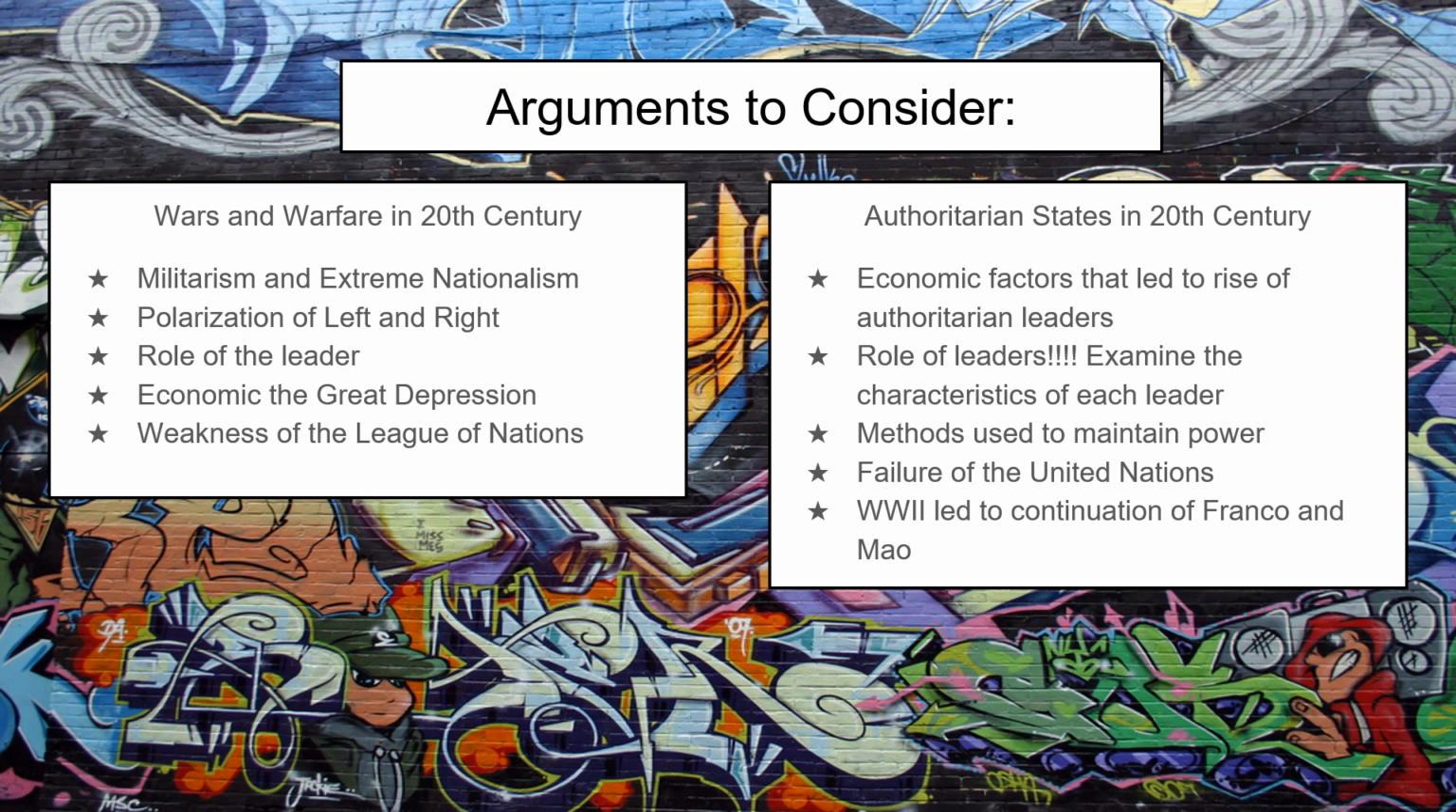So a lot of our arguments are the same that we're going to see in paper one. For wars and warfare in the 20th century, you want to look at militarism and extreme nationalism that not only are going to lead to World War I, but continue through the 1920s, lead right into the rise of fascism and then World War II. And then one could argue the Cold War, and we're still dealing with it today. Polarization of the left and right, again, still dealing with it today.